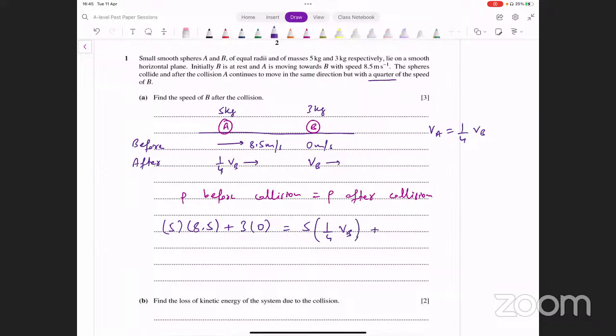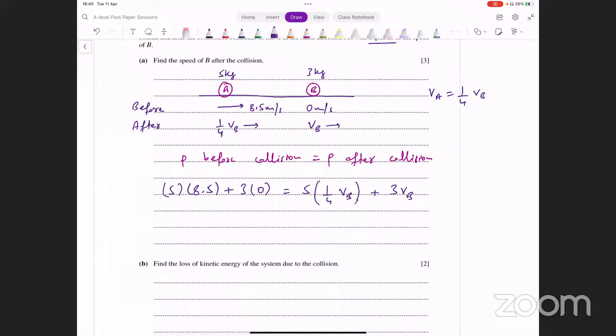And momentum of B is going to be 3 times VB. And now we just need to solve this equation and find the value of VB from this. Let's see what we get from this. 5 into 8.5, that is 42.5 on the left side.